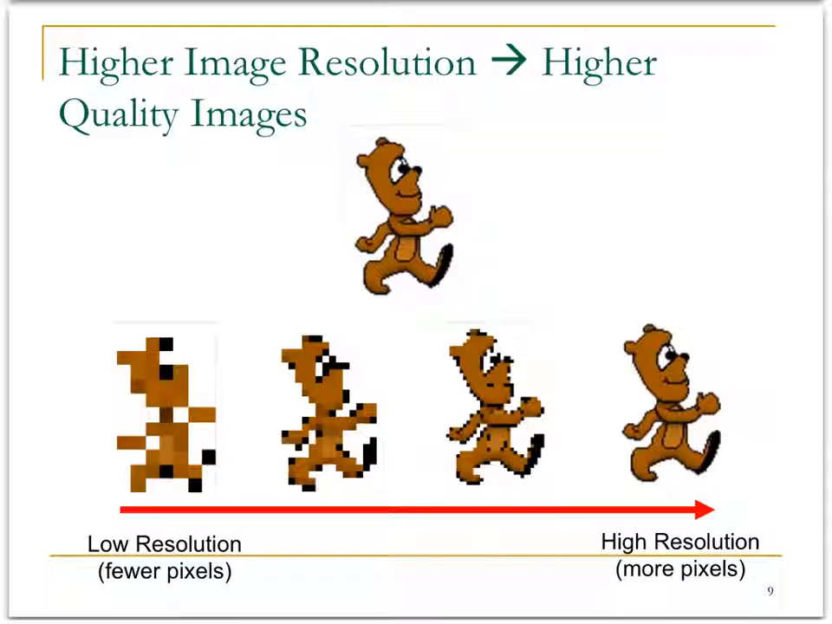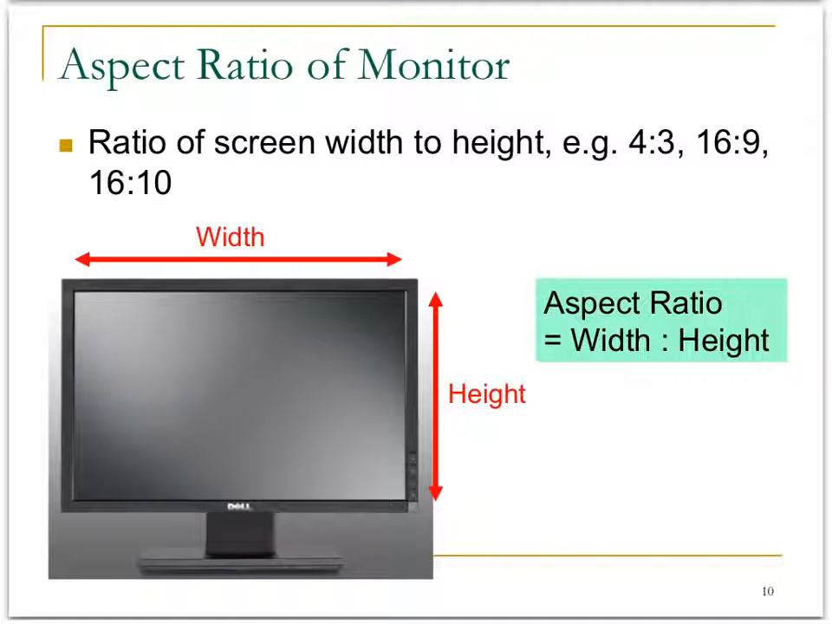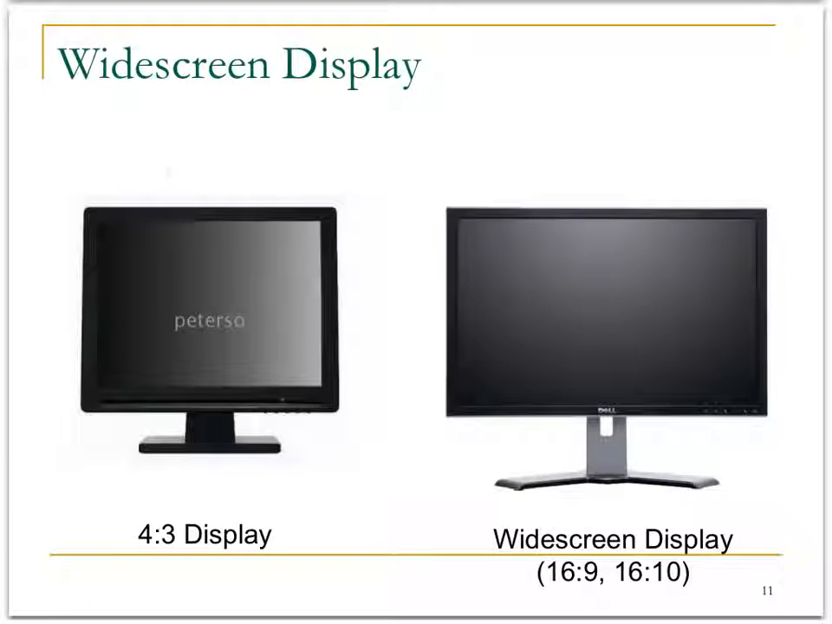And next we come to the aspect ratio. We call this aspect ratio of a monitor. It is actually the ratio of the screen width to height, the ratio of the width to height. That is this formula. For example, 4:3, 16:9, 16:10. And in the past, almost all computer screens are in the aspect ratio of 4:3. That is, it has a more square-like monitor.